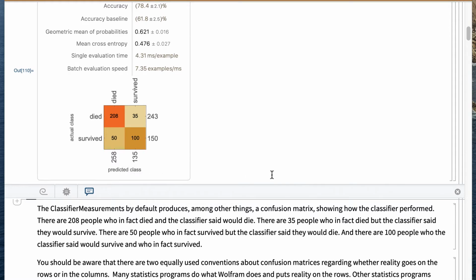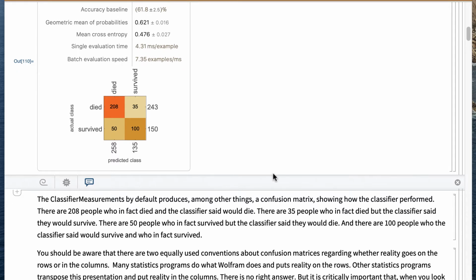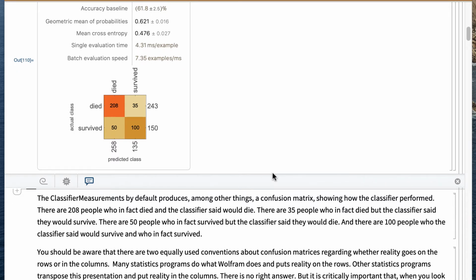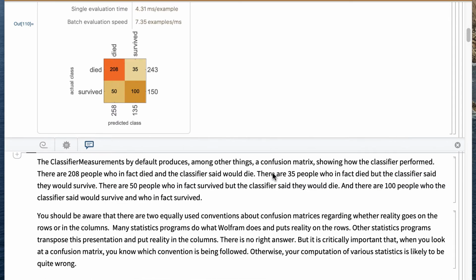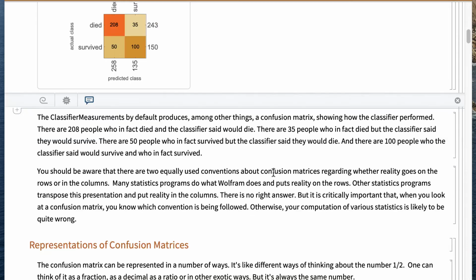There's no right answer. The crucial thing is when you look at a confusion matrix, you've got to figure out which convention they are following. Otherwise, your computation of statistics is likely to be wrong, and you're not going to really understand what's going on. So just be aware that there are two different conventions in use here, and Wolfram is reality on the rows.